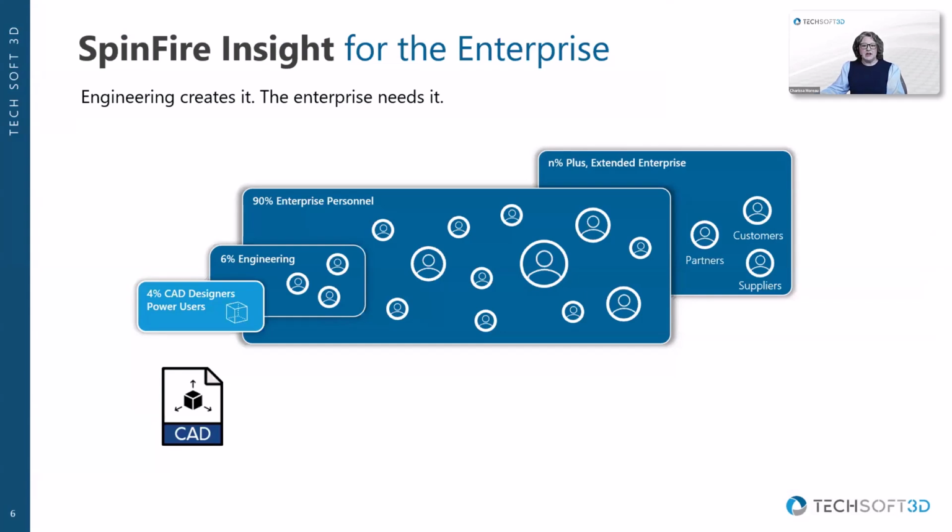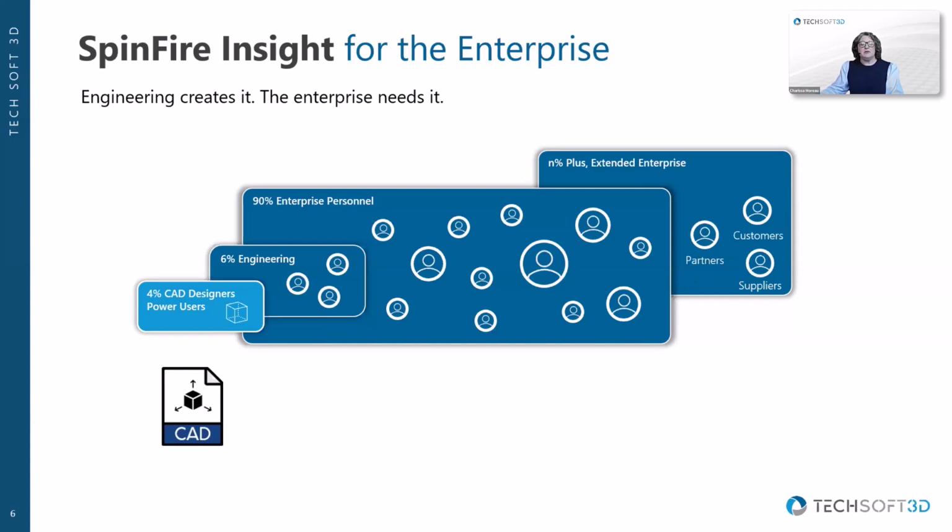CAD is powerful, but it's also complex, expensive, and not built for broad access. Therefore, teams either get blocked or they work around it using disconnected tools, leading to version confusion, delays, and unnecessary rework. The reality is, product data needs to move beyond engineering, but most organizations aren't set up to do that efficiently. So if the challenge is getting CAD data into the hands of the 96%, the question becomes, how do you do that without adding more complexity?